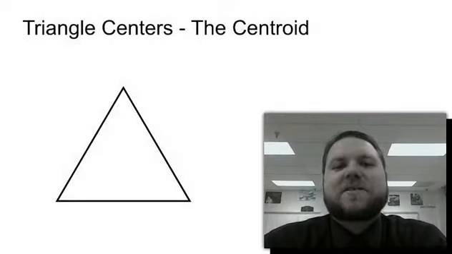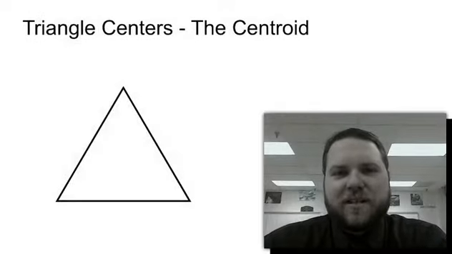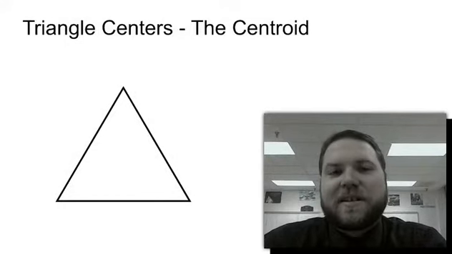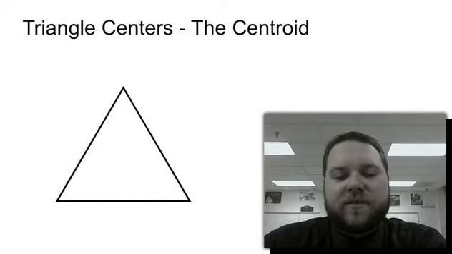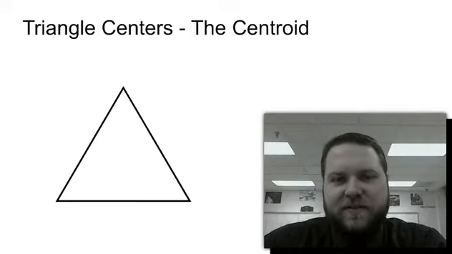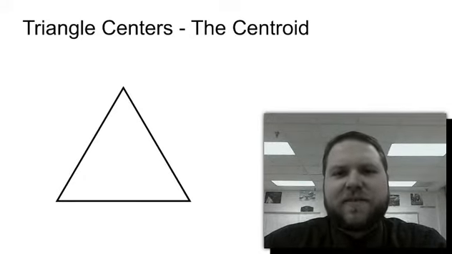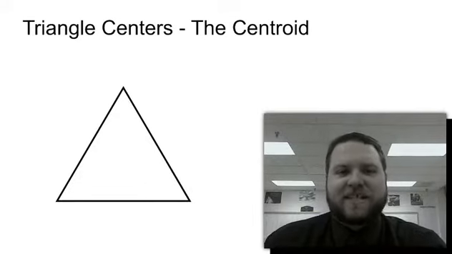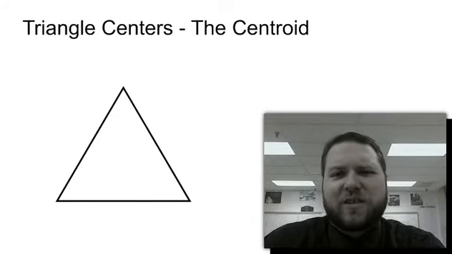Alright, our next triangle center is what we call the centroid, and this one is probably my favorite of the four we're going to talk about. There's some very, very cool things going on here, and with the other two triangle centers that we've talked about so far, I discussed their meaning first. I'm going to save the meaning for this one for last because it's kind of like a treat for me, so I'm going to save it and enjoy it.